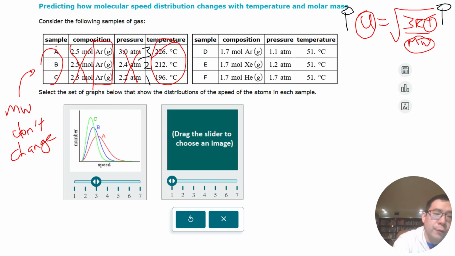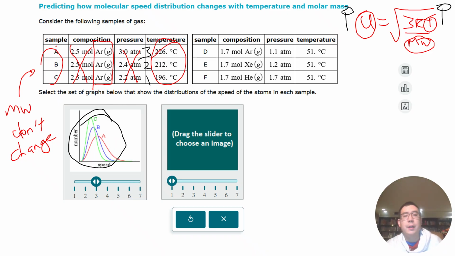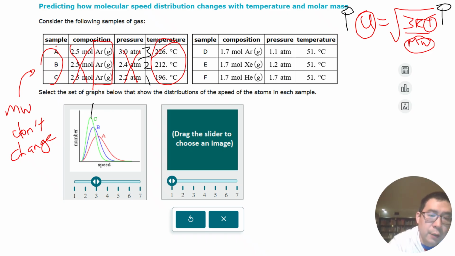And when you move the slider, this is the answer that you get, right? C is the slowest, right? The lowest speed. C is the lowest speed. Let's erase this, right? C is the lowest speed. And then B is the next highest, number 2, and A is the highest.